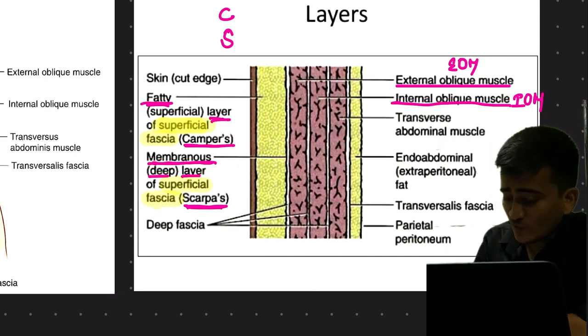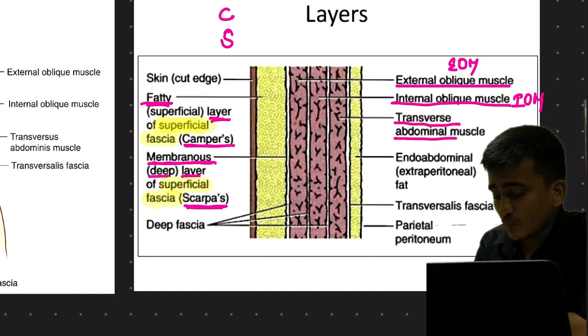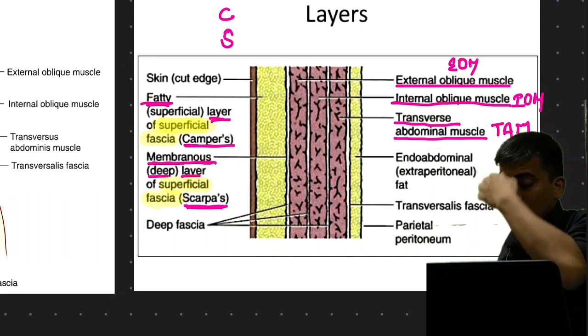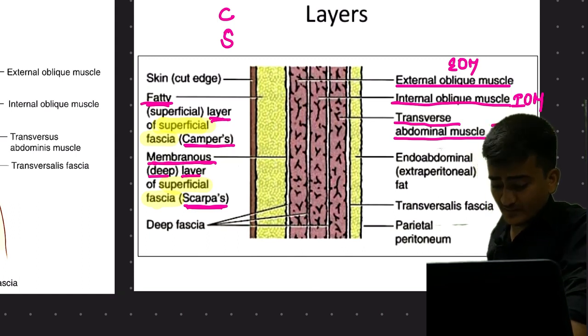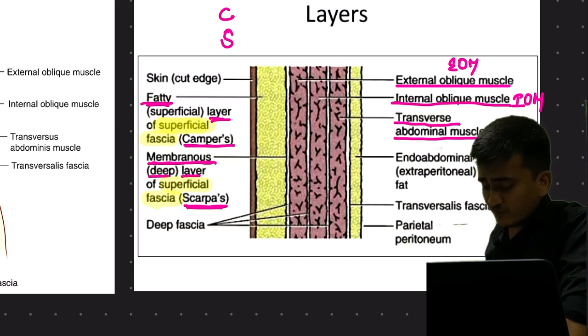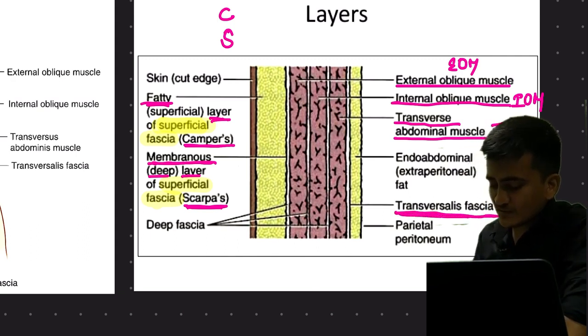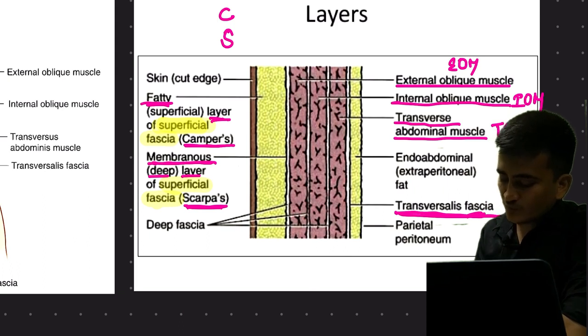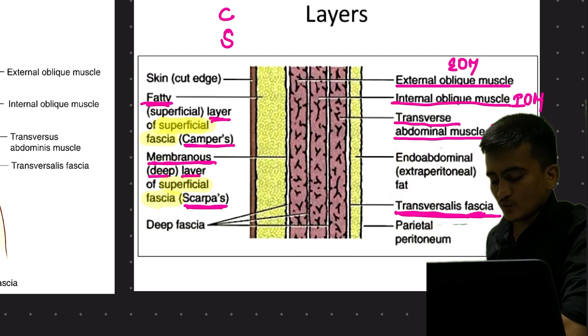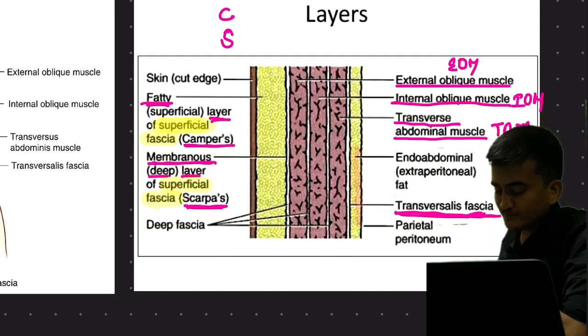Similarly, again moving forward, we'll find the transverse abdominis muscle, right? Now inside the transverse abdominis muscle, what will we find? We will find the transversalis fascia. Now inside the transversalis fascia, what we are going to find is endo-abdominal or extraperitoneal fat right here, right?